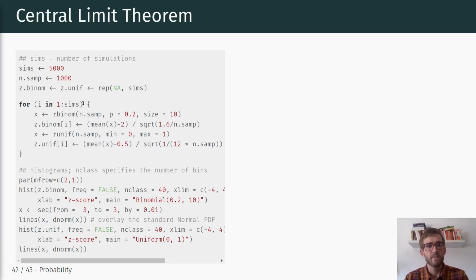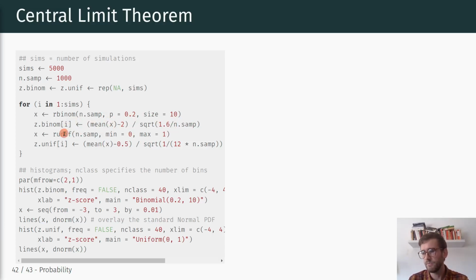if the sample size itself is large enough, okay? And what we're going to do here is write a simple loop where i ranges from 1 through 5,000. For each iteration, we take random draws from a binomial distribution. Again, 10 coin flips with a success probability of 0.2 with a sample size of 1,000. And then we compute the z-score by subtracting the population average and dividing by the variance divided by the sample size.